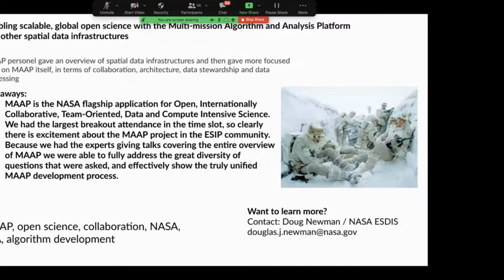Apparently, I think Stinger figured this out, we had the largest breakout attendance in that time slot, so I'll believe him when he says that, but that suggests that it was a very engaging topic. And finally, we had experts from both ESA and the NASA side talking about architecture, about stewardship, etc. And we were able to address a large number of diverse questions about what MAP was about, and the idea that the MAP, albeit specifically geared towards biomass, could be extended towards a variety of different use cases and disciplines.